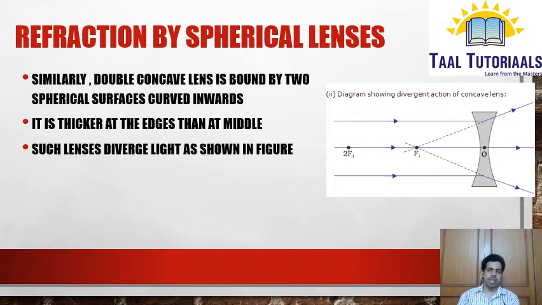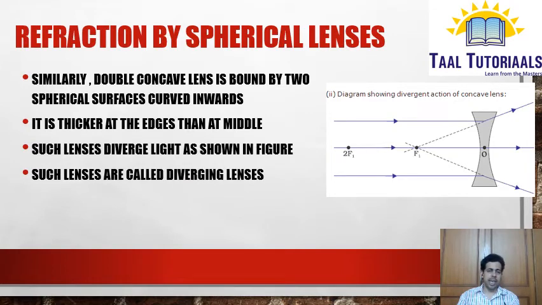This type of lens we call a double concave lens, or simply a concave lens. Such lenses diverge light as shown in the figure. Whatever light rays come here are diverging and going away. They are not meeting at one point, they just go away. And any ray that passes through O will go in a straight line. That I will tell you later.